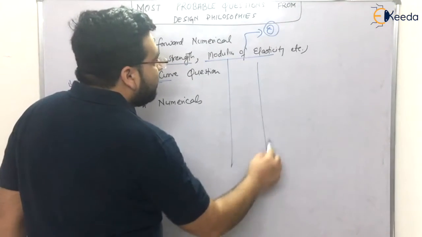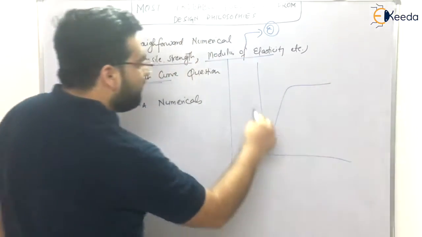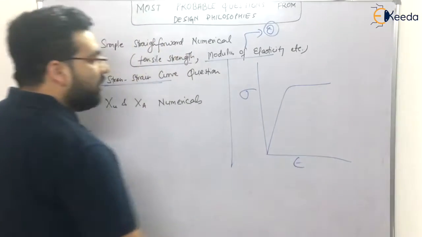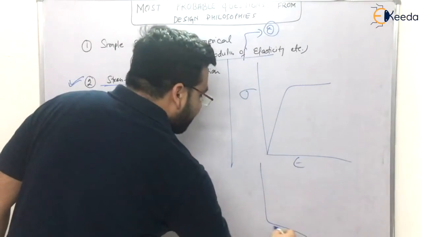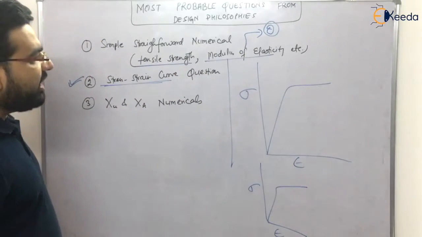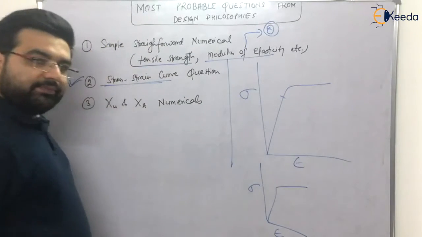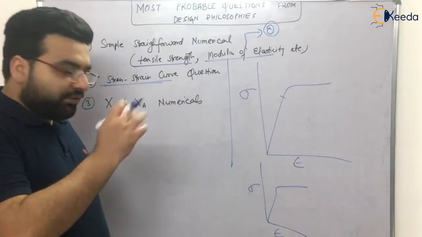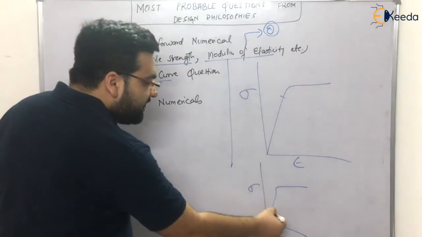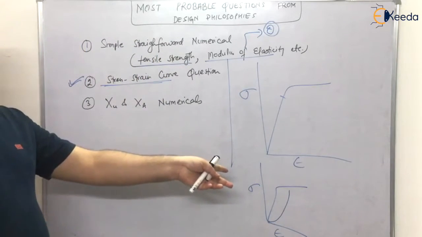For example, let us say this is the stress strain curve, sigma epsilon, for concrete, and this is the stress strain curve for, let us say, steel. So the question can be like this: let us say that initially it is not straight, initially it is parabolic in nature, right? Let us say this is not straight, this is also like this, right? So there can be some questions like this.